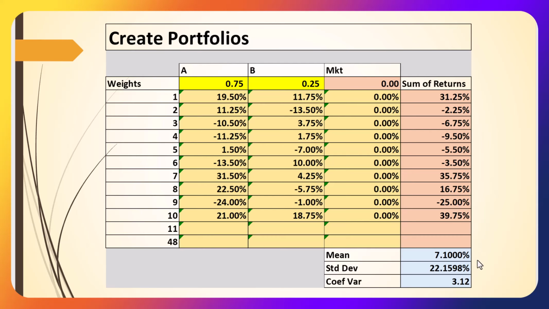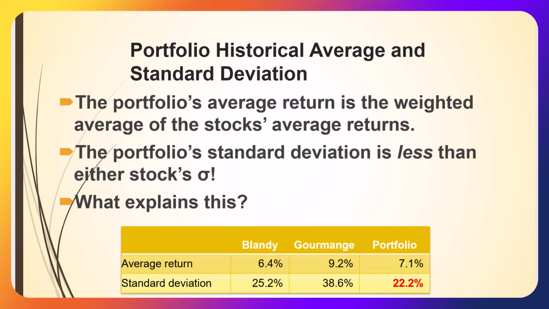This tells us that the average rate of return for this portfolio, 75% in Blandy, 25% in the other, is 7.1%. Standard deviation is 22.1%, and it has a coefficient of variation of 3.12. So let's look at these combined together here, right?